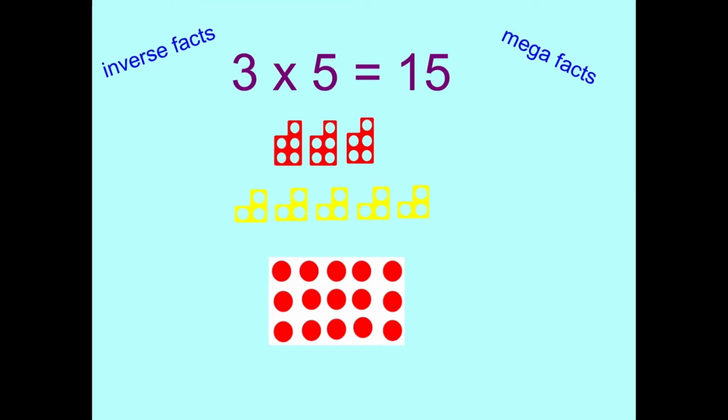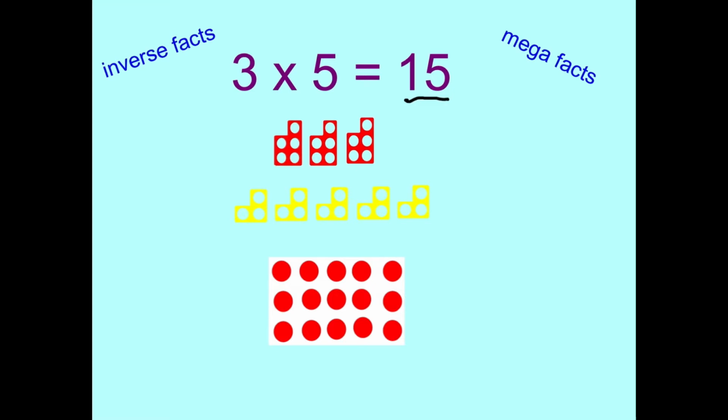Good morning, Year 2. So our fact of the day today is 3 times 5 is 15, or 3 sets of 5 equals 15. Now 15 is often the one in the 5 times table that people forget because it doesn't sound like the pattern, does it? We're used to 20, 25, 30, 35. So sometimes people forget 15.